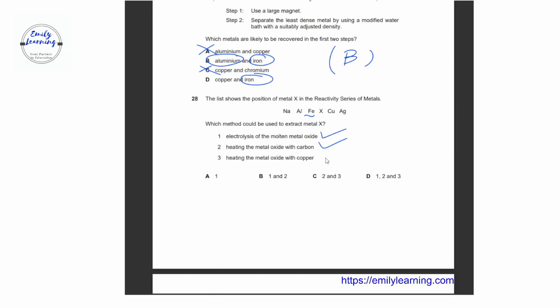3, heating the metal oxide with copper. We know that X is more reactive than copper. The more reactive the metal, the more it prefers to stay as an ionic compound. So if you heat metal oxide with copper, X prefers to stay as an oxide more than copper. Therefore, you will not be able to obtain X by heating metal oxide with copper. There will not be any reaction. You will not form copper oxide because copper is less reactive. Less reactive means you prefer to stay as a metal. So the answer is 1 and 2, and therefore the answer is B.